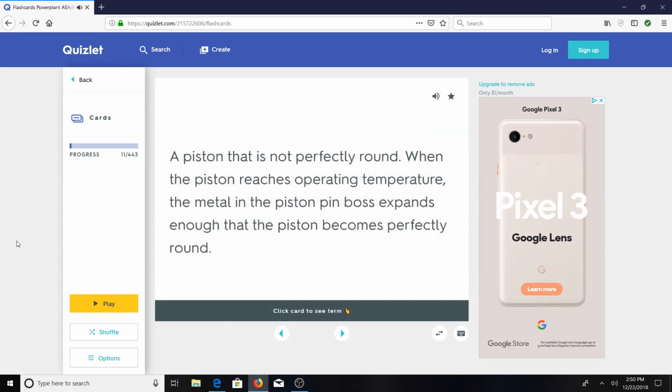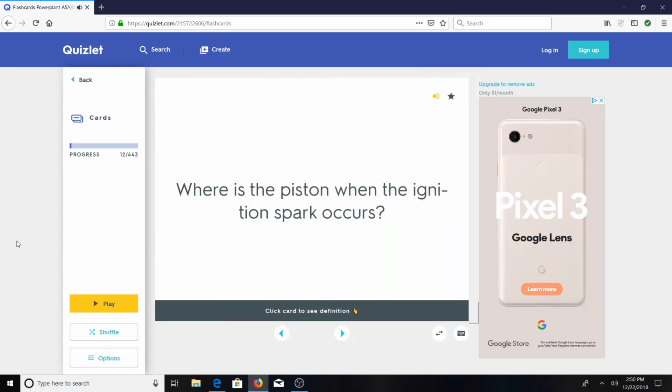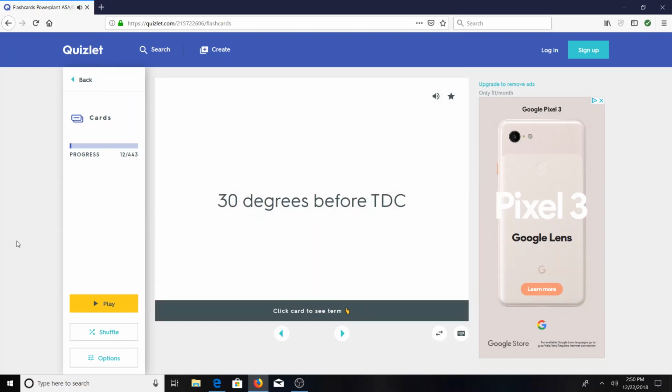A piston that is not perfectly round. When the piston reaches operating temperature, the metal in the piston pin boss expands enough that the piston becomes perfectly round. Where is the piston when the ignition spark occurs? 30 degrees before TDC.